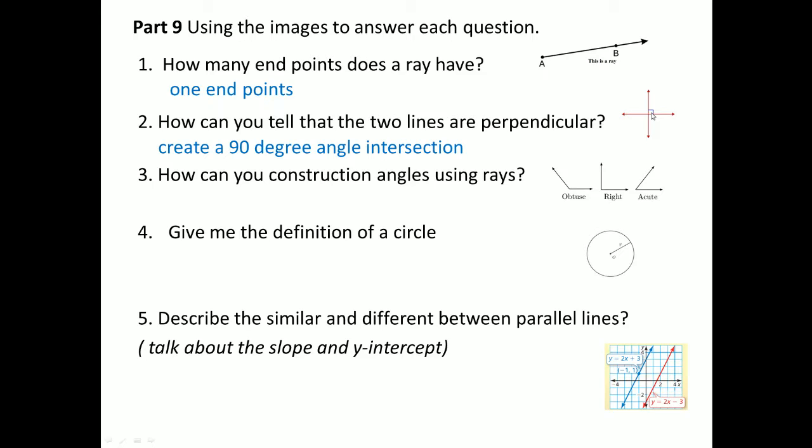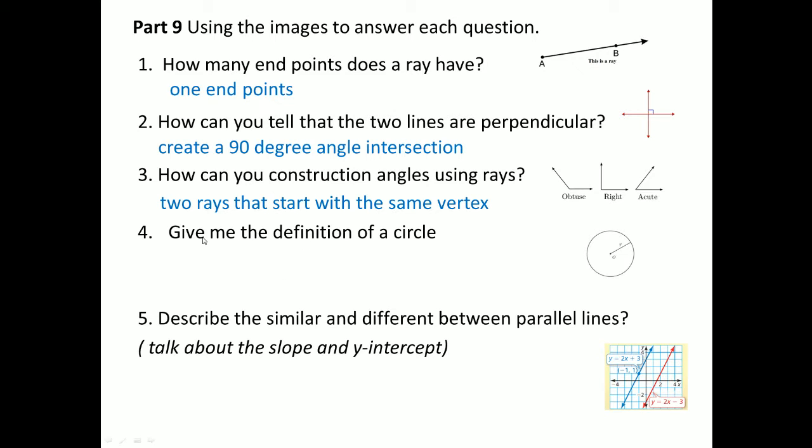Okay, how can you construct two angles using rays? Right, this is a ray. So what you can do is you could have two rays and they start at the same vertex. The starting point here is a vertex, that's a vertex, that's a vertex. Okay, that's how you make angles using vertices. Okay, and let's go to the next one.